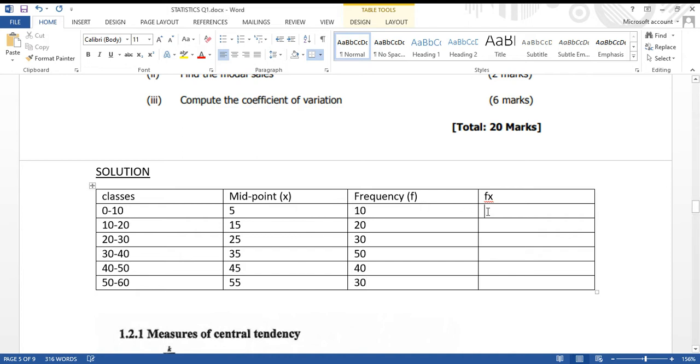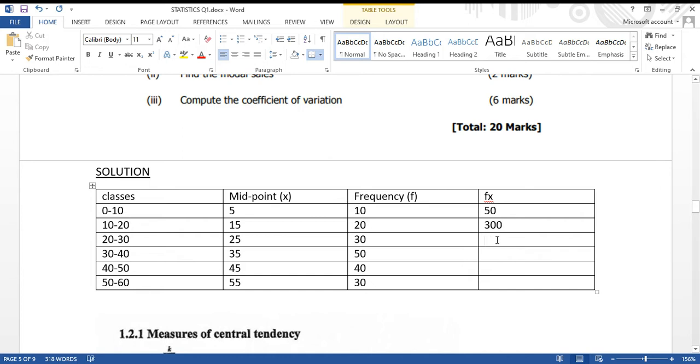Five times 10 is 50. 15 times 20, that should be 300. Confirm, colleagues, 15 times 20, is that 300? Let me get my calculator. Yes, we get 300.